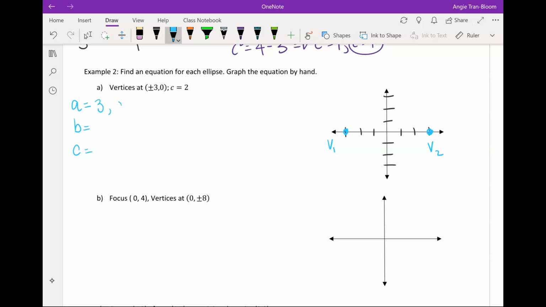That's right. So that means I can do A squared right away. A squared would be 9. B squared is for us to find, but they gave us C right away. Guys, C was the distance from where to where? Center to the focus. Yep. Okay, so C squared would be 4.